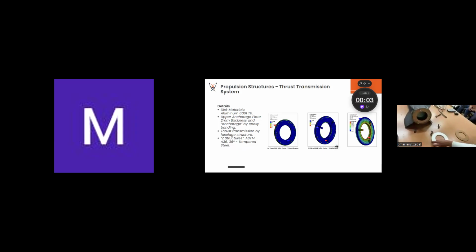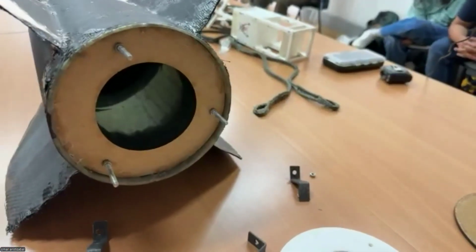We also will have this plate. This one is in wood, but the final one will also be in aluminum. This will be epoxied and have some screws so that it can't mechanically move. And that's basically how we plan on putting together this retaining system, and also the thrust transmission system.